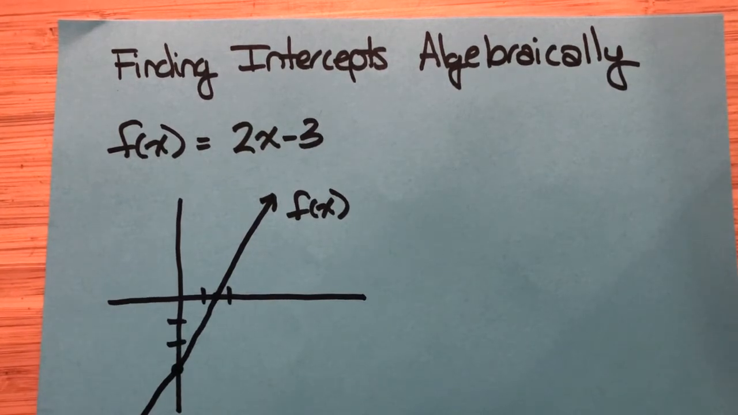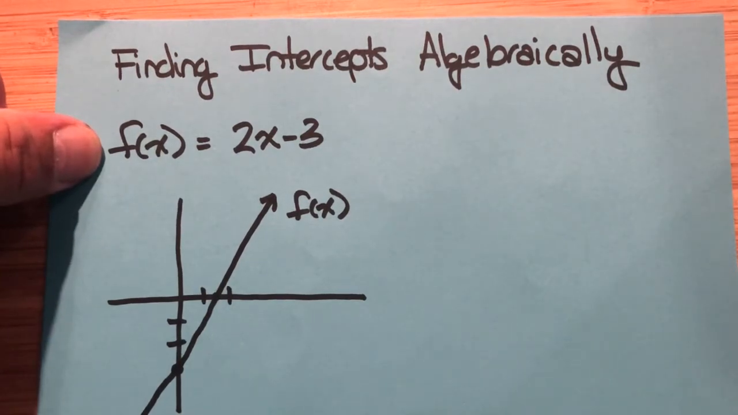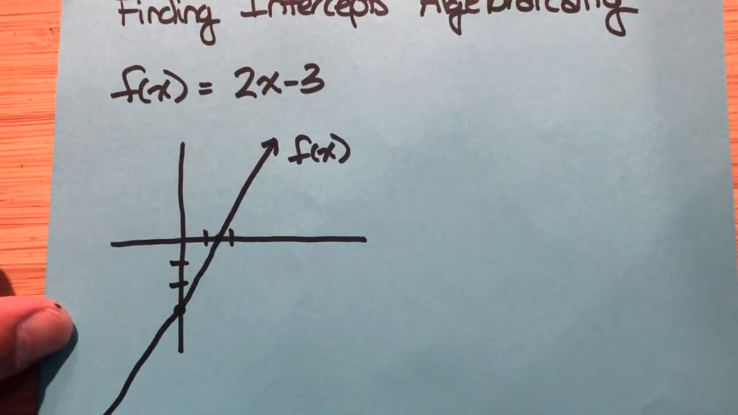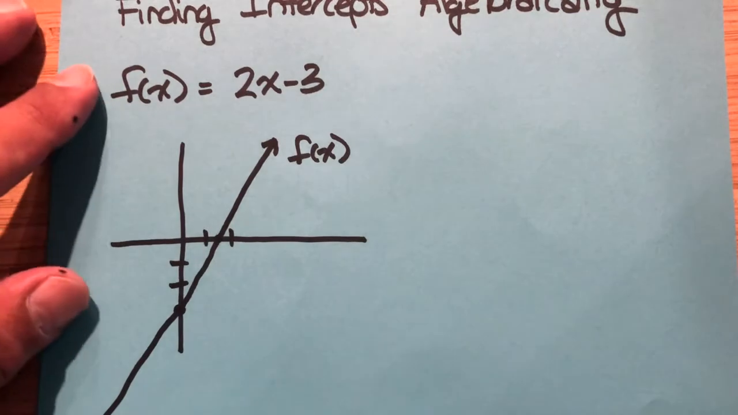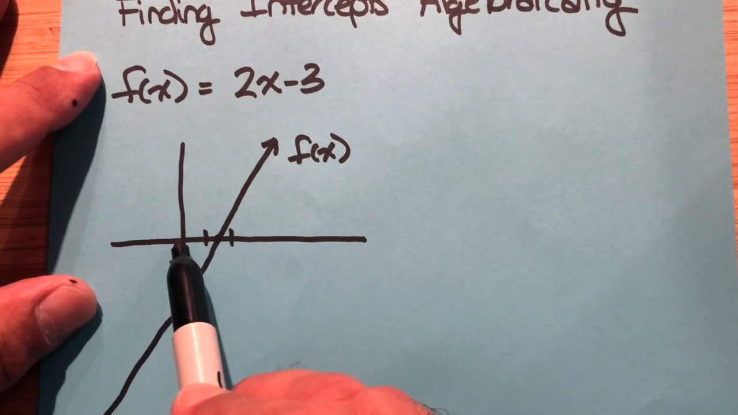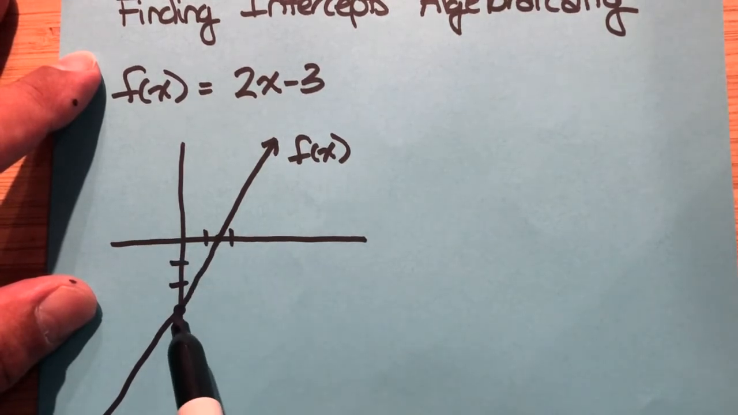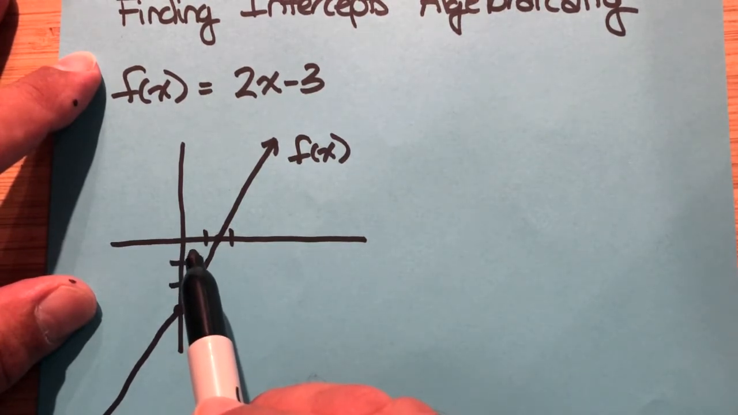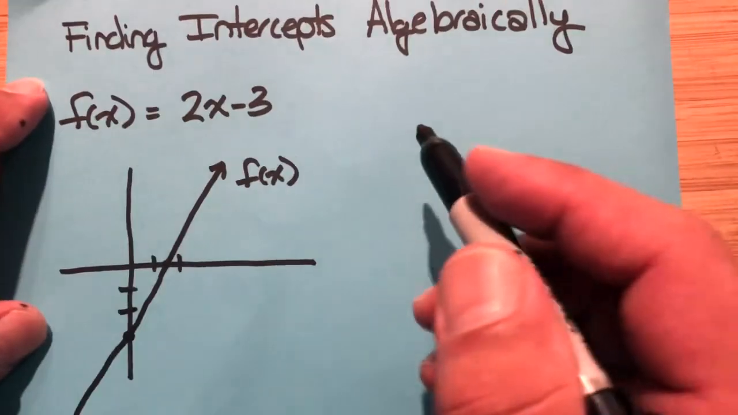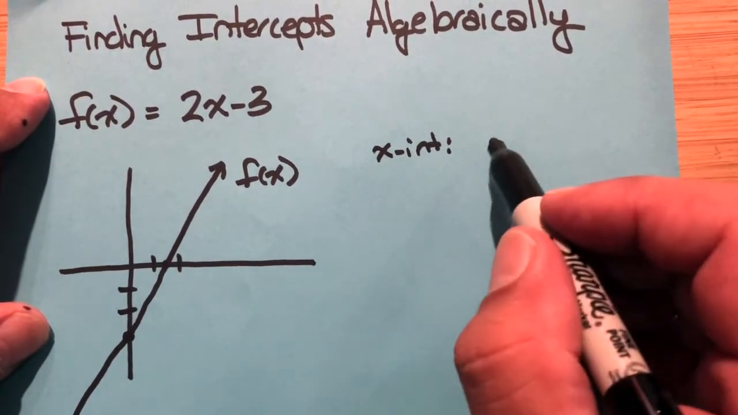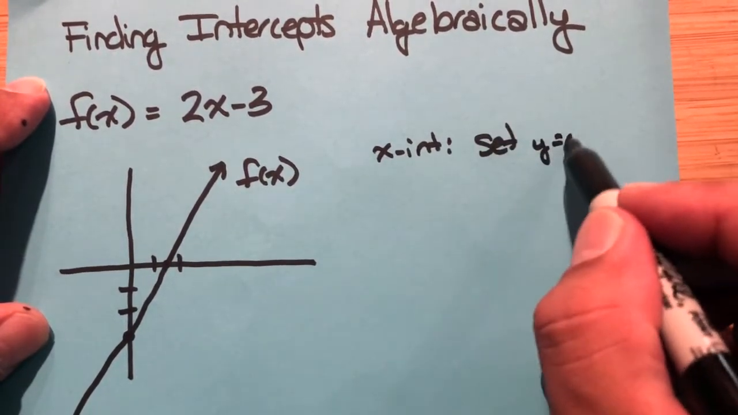So let's look at finding intercepts algebraically. I'm going to use my favorite linear function, f of x equals 2x minus 3. And I've already taken the liberty of graphing this function for us. Something I want you to notice about this function is wherever it crosses the x-axis, the y value is 0. Wherever it crosses the y-axis, the x value is 0. We're going to use this fact to find the x and y intercepts. If we wanted to find the x-intercept, all we have to do is set y to 0 and solve.